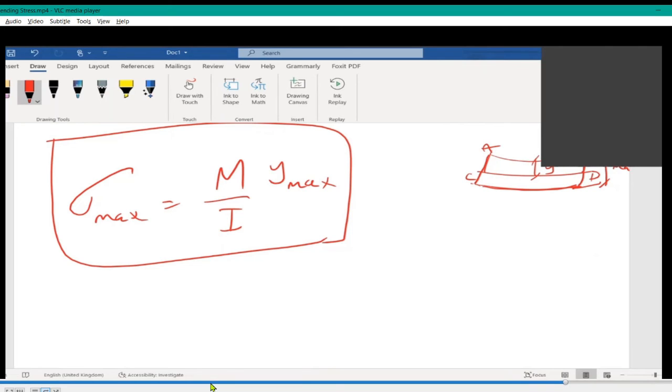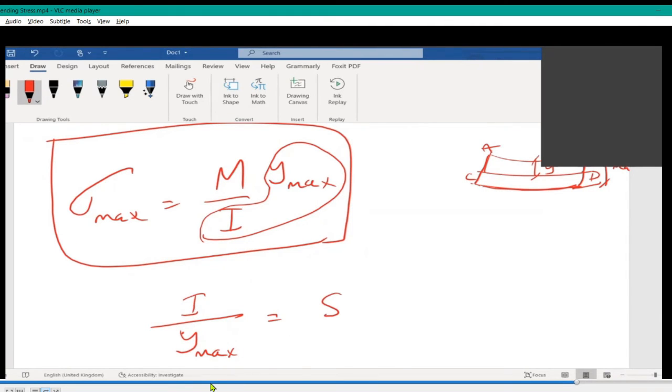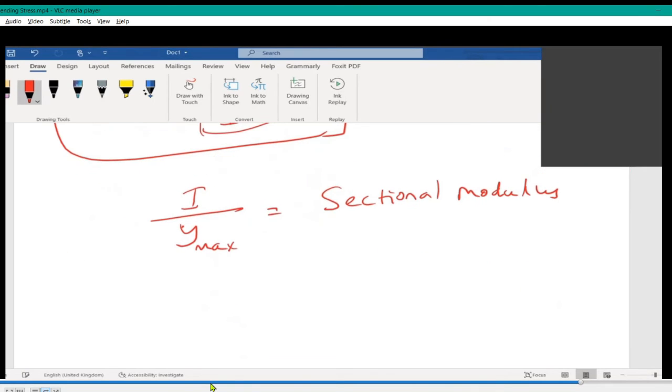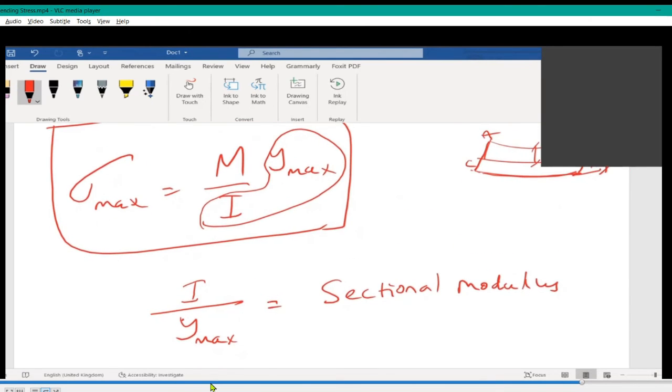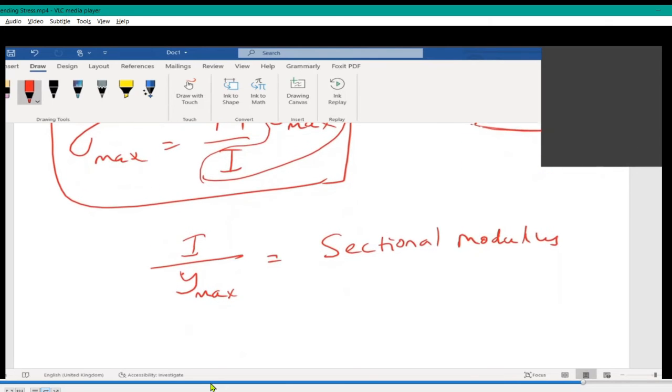I'm going to introduce another value for you. What is I by y max? What is this I by y max? Can we replace this one? I by y max is equal to, you can just name this as sectional modulus, okay? This is referring to sectional modulus or S, just simply S. Sometimes in the question it is asked to find sectional modulus. In that case, you treat this ratio as a sectional modulus.